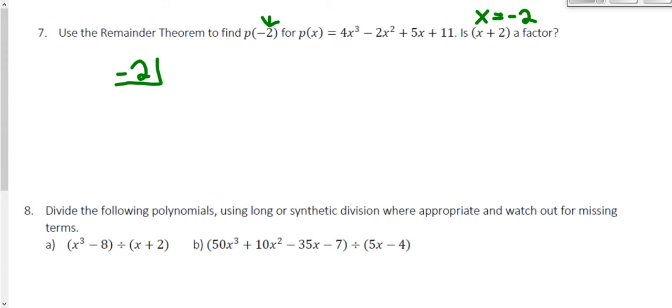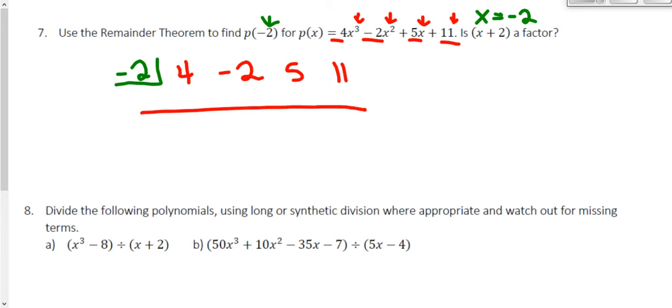For my coefficients, I'm going to take a look at my polynomial. First, I'm going to check to make sure I don't need any placeholders. I start with the third power, then I get the second, then I get the first, and here's the 0 power, so I don't need any placeholders. So we'll take the coefficients. 4 for my first term, negative 2 for my second term, 5 for my third term, and 11 for my fourth term. Let's go ahead and do our synthetic division here.